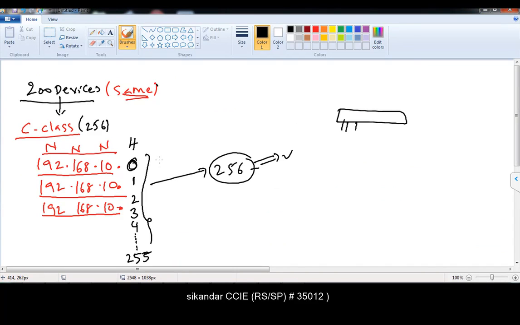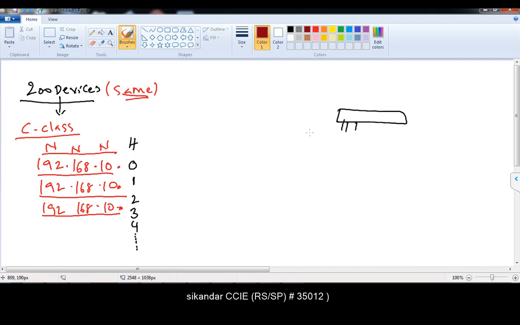But now, maybe my manager says, okay, don't go with C class, because C class only supports 256 addresses. Maybe in the next couple of years, we are going to add 200 more devices in the LAN. When you add 200 more, it goes to 400, which means a C class network does not support 400 devices in one network. So probably you need to use multiple networks. So my manager says not to go with the C class.